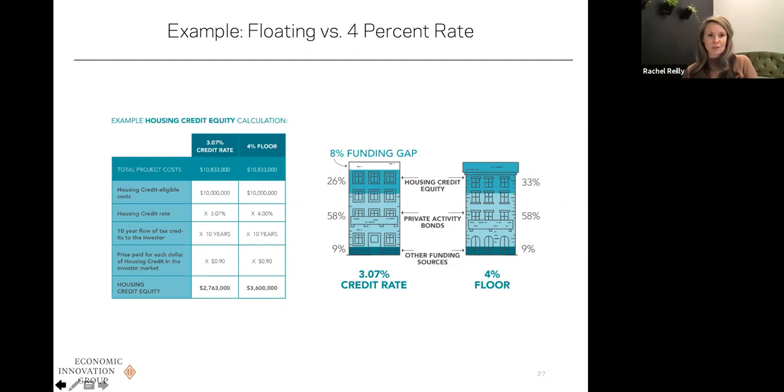And I also think it could be more attractive to opportunity zone investors, knowing that that additional money is there to help support their investment. So thanks so much, Emily, and congrats on that big win.